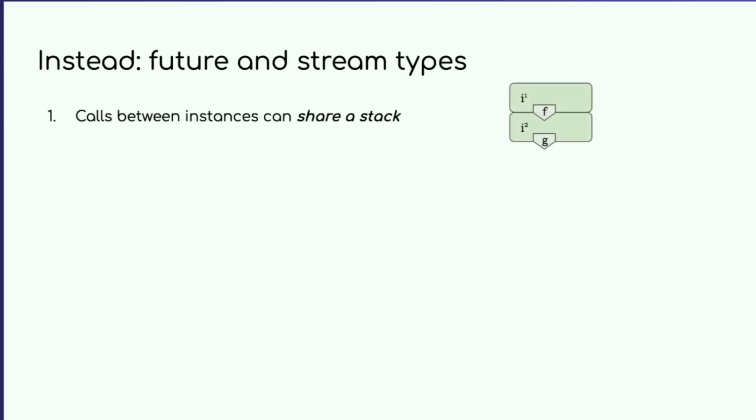So instead, what we're proposing is to have future and stream types, where we say that calls between instances can share a stack. So for example, if I have two instances linked together and the host calls G, I can be pushing frames on the stack, and then when I2 calls into I1 through F, I can just keep pushing frames on the stack, sharing a stack. And in operating system literature, this is called thread migration, and it's an optimization to avoid cross-process overhead, which is effectively what we want here.